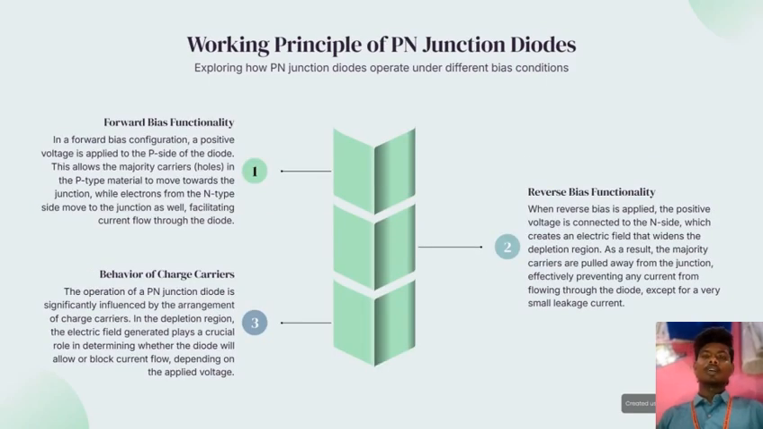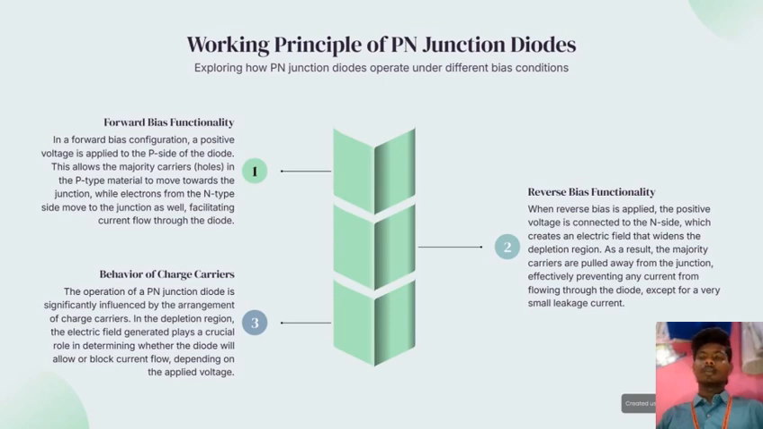Working principle of PN junction diode, exploring how PN junction diodes operate under different bias conditions. Forward bias functionality. In a forward bias configuration, a positive voltage is applied to the P side of the diode. This allows the majority carriers, holes in the P-type material, to move towards the junction, while electrons from the N-type side move to the junction as well, facilitating current flow through the diode.